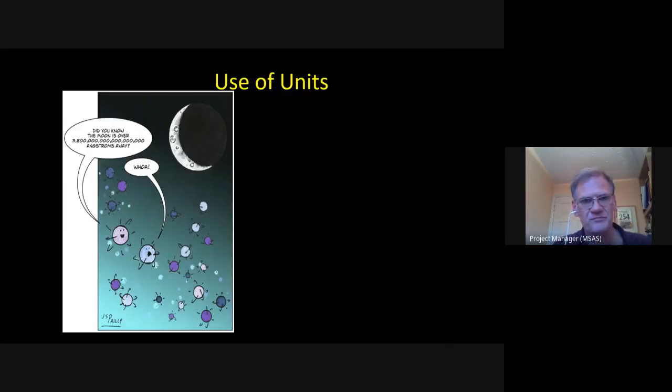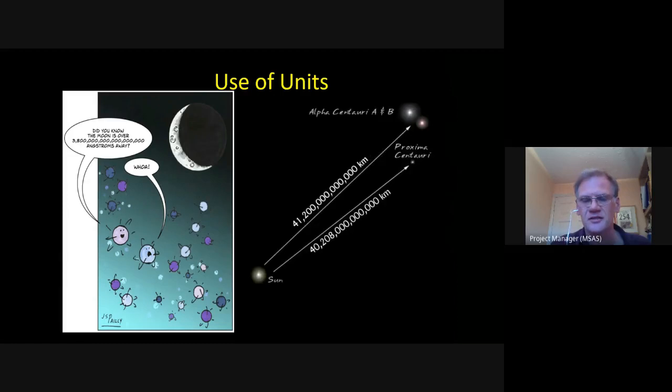Now, just before I go on to even bigger scale, I just wanted to say a little bit about units. So if we look at how far away our closest star is, Proxima Centauri, it's 40,208 billion kilometers away, which is a bit of a mouthful to say. So astronomers commonly use different units to measure astronomical distances.